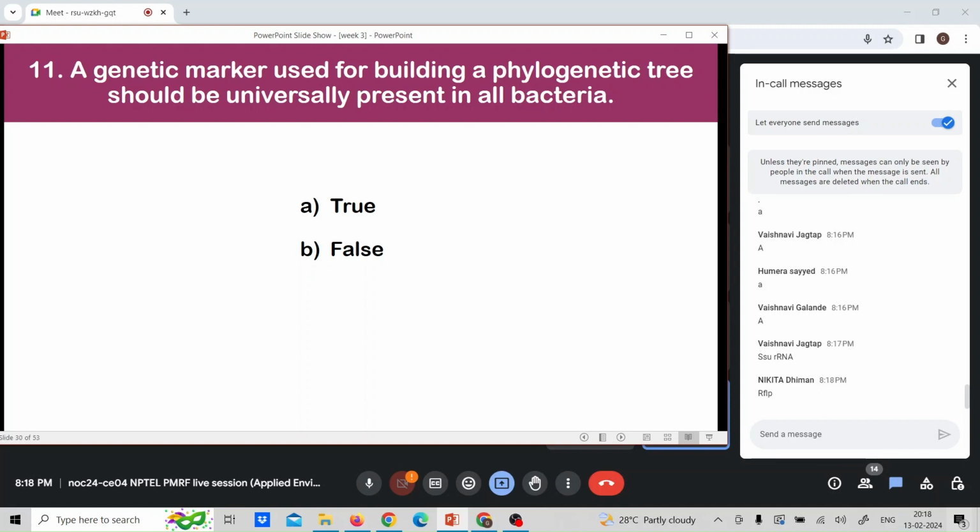I'm sorry, I think there are two Vaishnavis here. Vaishnavi Jagtap has answered SSU rRNA. And RFLP? No, that is not RFLP. Vaishnavi is somewhere close. We basically use one rRNA. Yeah, Pallavi, you are right. 16S rRNA is the genetic marker based on which the construction of the phylogenetic tree or identification of bacteria generally happens.